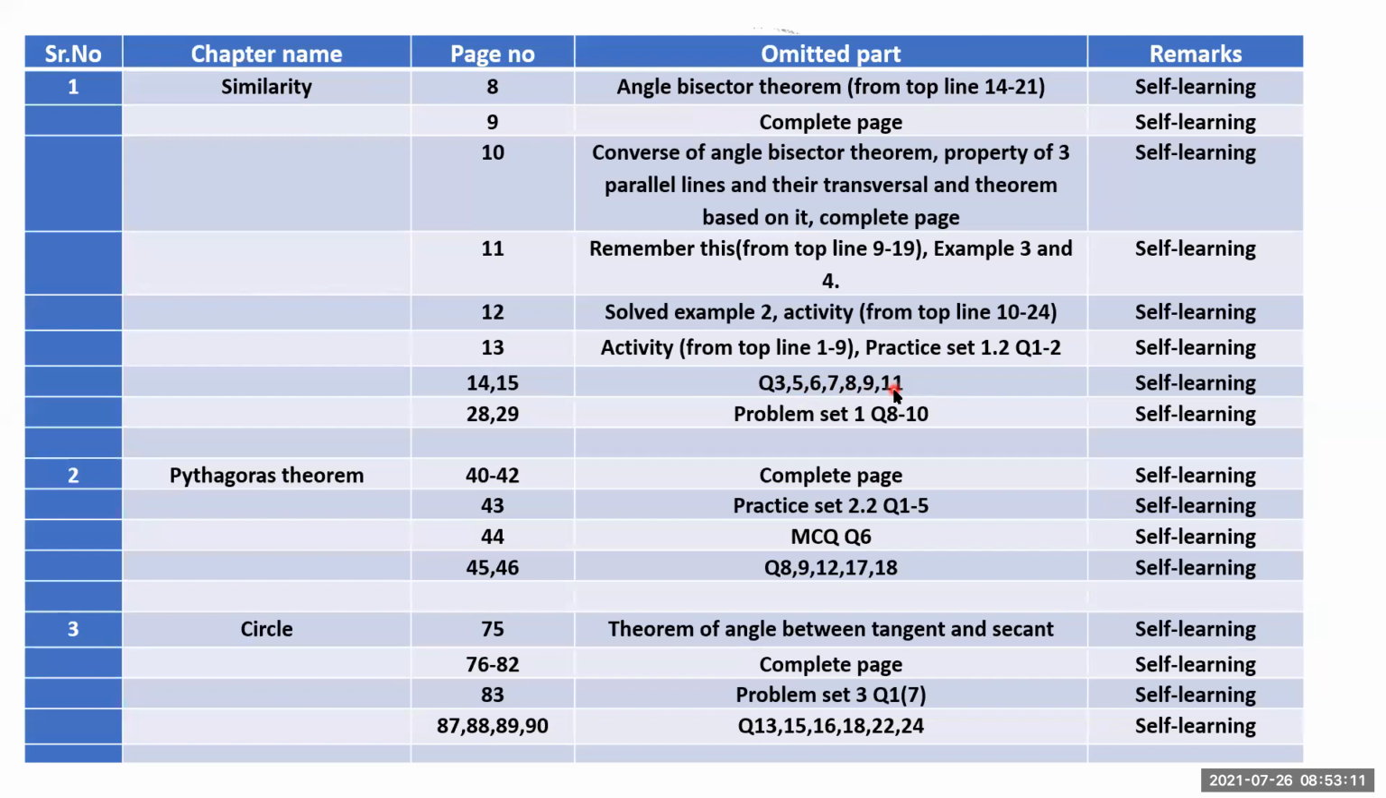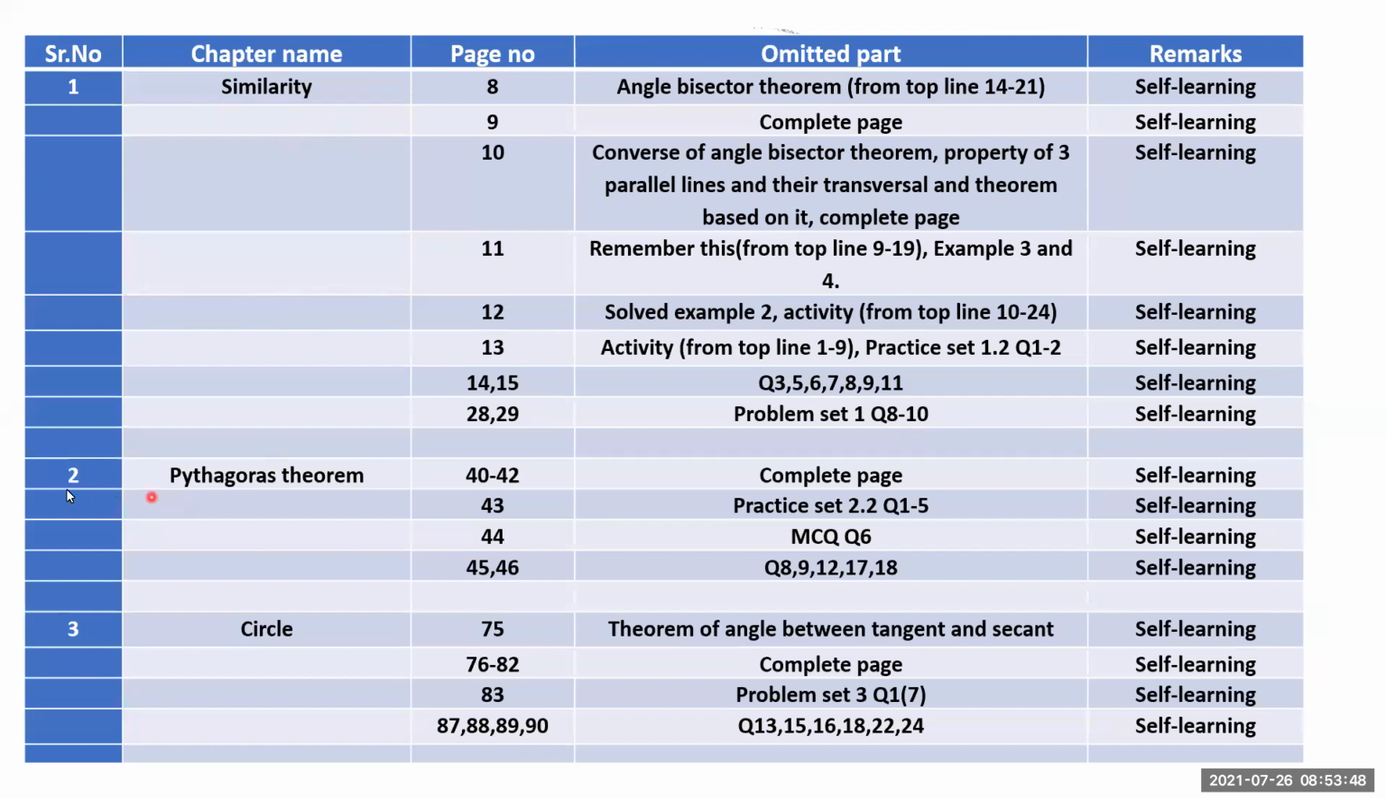So that means only two questions, question number 4 and question number 10, will be there for evaluation. All these questions will be for self-learning. Now, if you move to problem set 1, on page number 28 and 29, question 8 to question number 10 have been reduced. It would be there for self-learning. So these were the topics from chapter number 1, similarity.